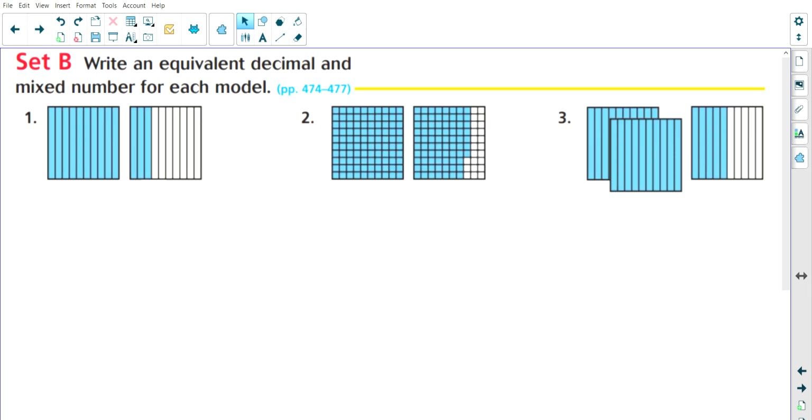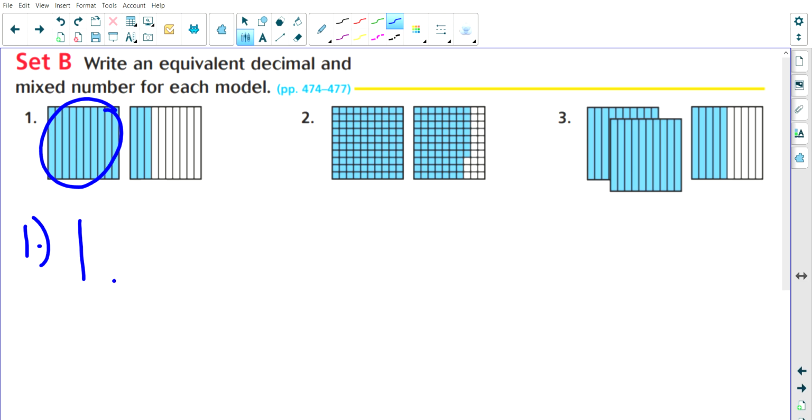All right, taking a look at set B, we're now going to look at some mixed numbers, writing them from decimal models and number lines to fractions, mixed numbers, and decimals. So looking at number 1 on set B, I see how many wholes? I see 1 whole is shaded, so I need a 1 in the ones place, decimal point, and then I see 1, 2, 3 parts out of 1, 2, 3, 4, 5, 6, 7, 8, 9, 10. All right, so I'm going to write down 1.3 because I have 3 parts out of 10. This is also equal to 1 and 3 tenths.